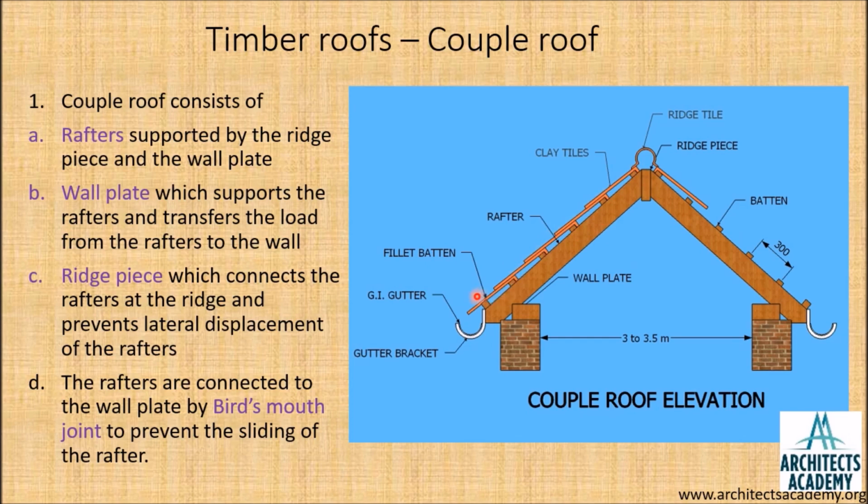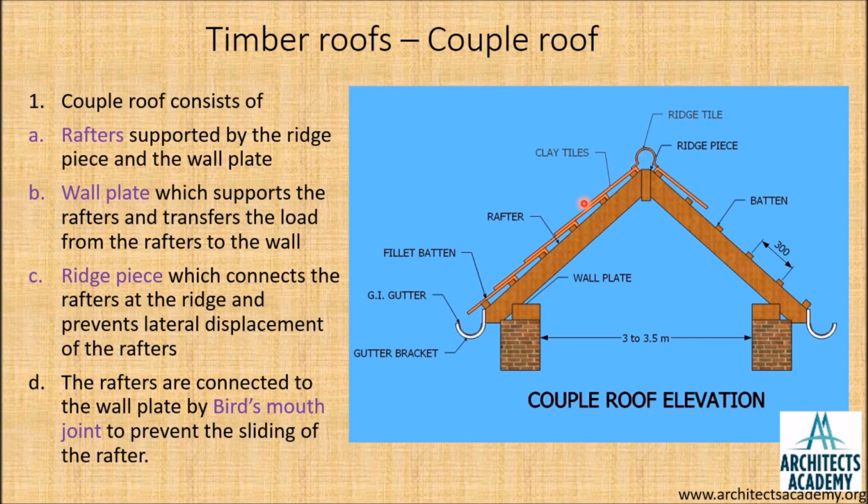The last batten, which you will see here, is called the fillet batten. The function of the fillet batten is to maintain the slope of the tiles. The fillet batten has got a slightly more height than the other battens. The extra height is equal to the thickness of the tile.